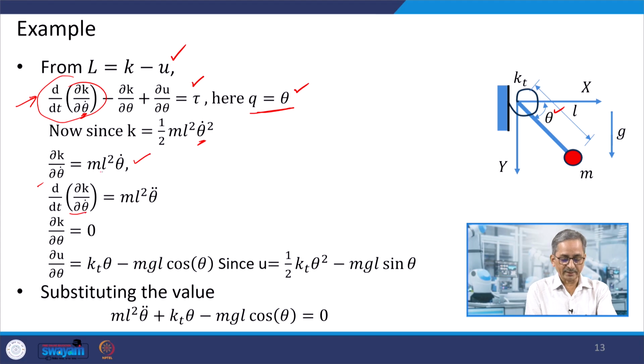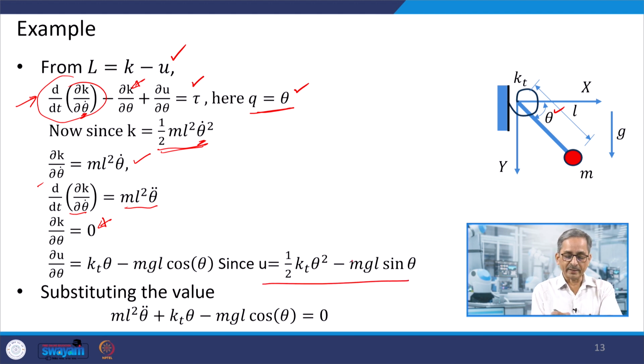So, I have to take the derivative of this one. So, this is ml square theta double dot, and then for this term this is going to be 0, because in the kinetic energy I do not have any theta term coming over here. So, this is going to be 0, and then I have got U, right. So, this was my U. So, I can now evaluate this term, del U by del theta. So, this is going to be kT theta minus mgl cos theta, right.